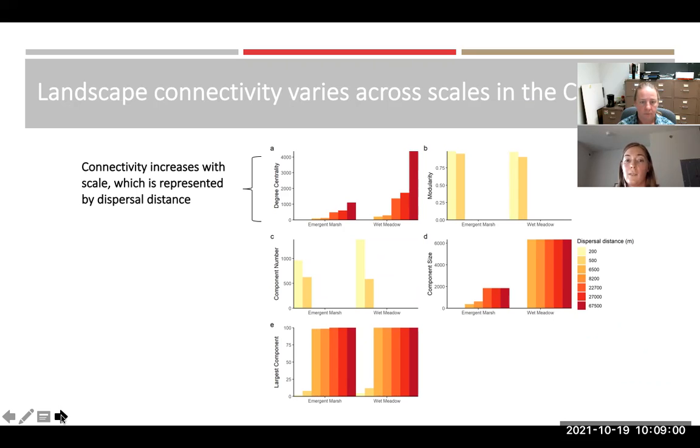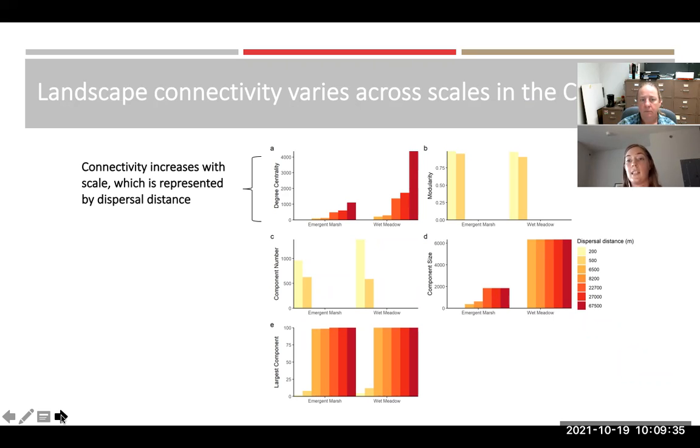In part A of this figure, that's showing degree centrality. Basically what that means is, on average, how many patches of habitat are within the dispersal distance of a given patch in the network. You can see at those short dispersal distances, the 200 meters and the 500 meters, the degree centrality is quite low. So there are not very many patches that are accessible from a given patch in the landscape. But as scale, or those dispersal distances, increase, there's this very clear increasing trend in degree centrality, which is basically a proxy for connectivity in this type of analysis.